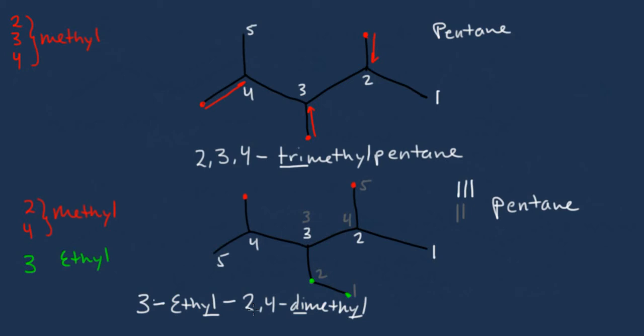So what do we have? We have 3-ethyl-2,4-dimethylpentane, with pentane as our parent chain. And that's how we name this one. Let's go ahead and go on to another one.